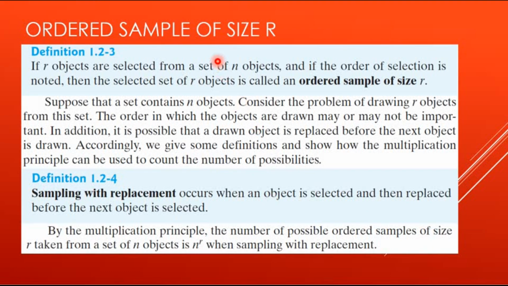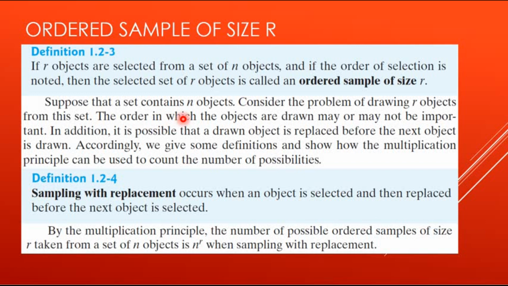Ordered samples of size r. Definition: if r objects are selected from a set of n objects, and if the order of selection is noted, then the selected set of r objects is called an ordered sample of size r.